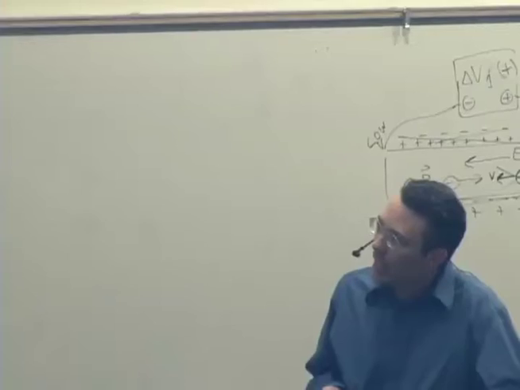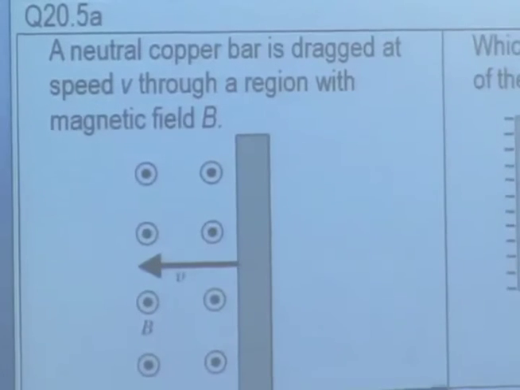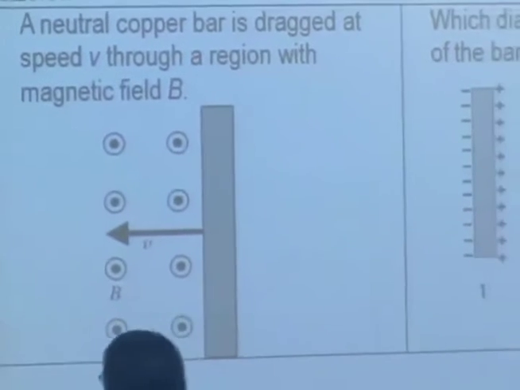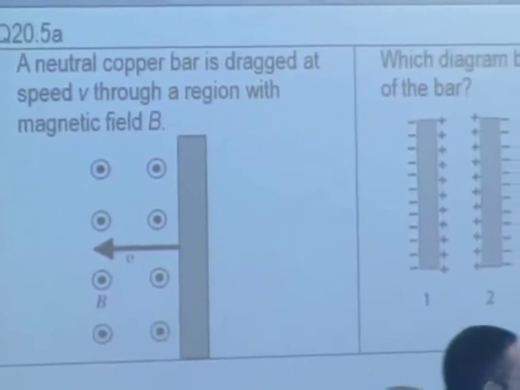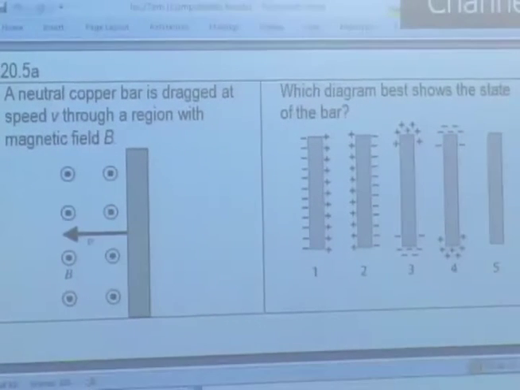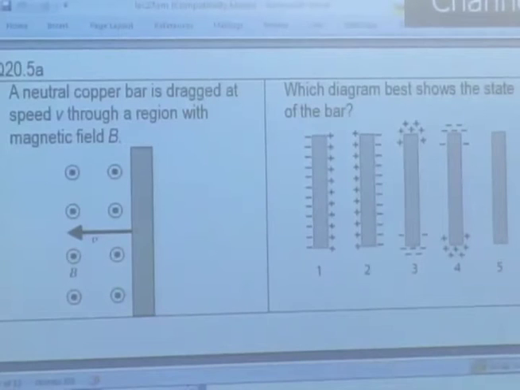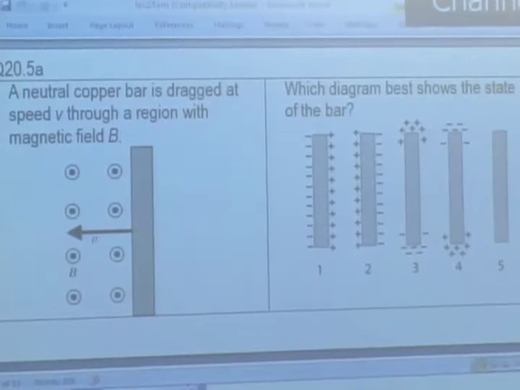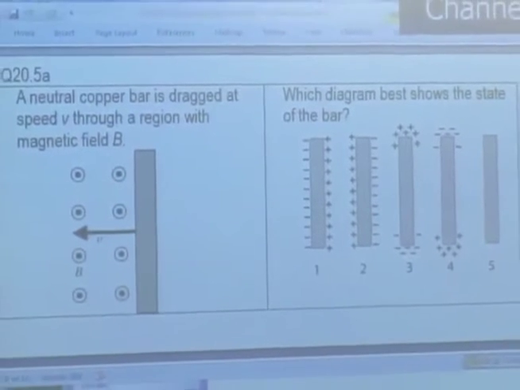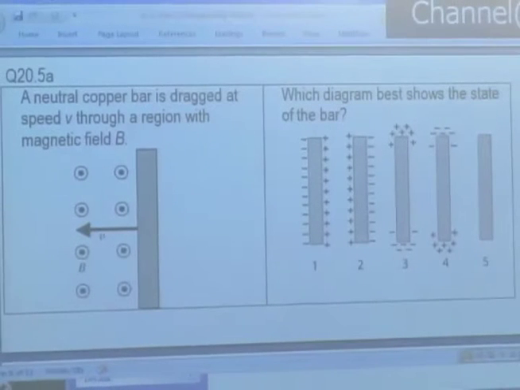New phenomenon. If it has mobile electrons in it, and I take this bar of copper and move it through a magnetic field, and the magnetic field is pointing out of the board, what's going to happen to the copper? Which of these diagrams is going to best show the state of this copper bar?